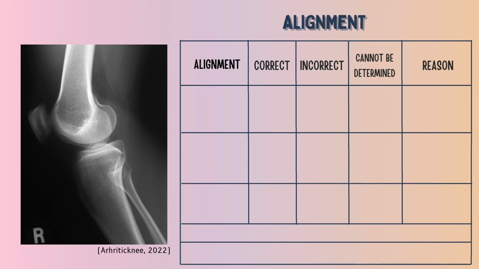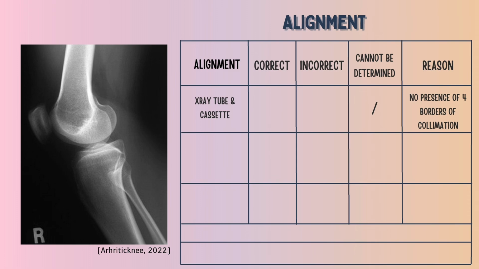Let's move on to the alignment of this radiograph. First of all, let's take a look at the alignment between X-ray tube and cassette. To determine the alignment between X-ray tube and cassette, we must evaluate the distance between the edges of collimation and edges of film. Based on this radiograph, the alignment between X-ray tube and cassette cannot be determined. It is because there is no presence of all four borders of collimation in the radiograph.